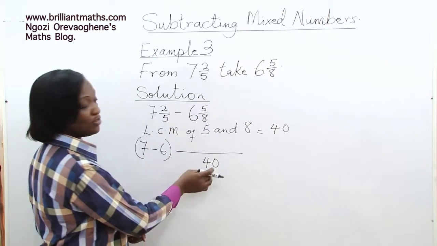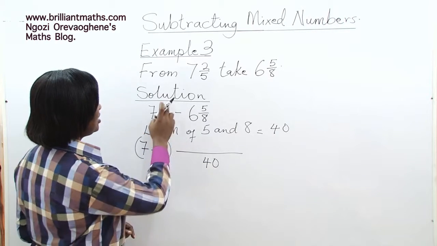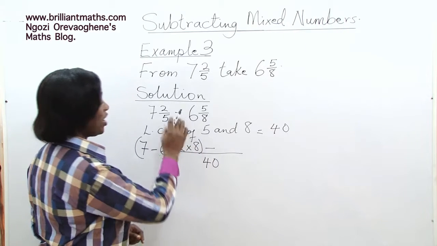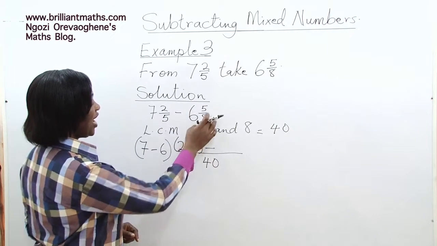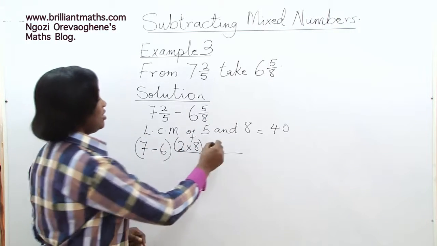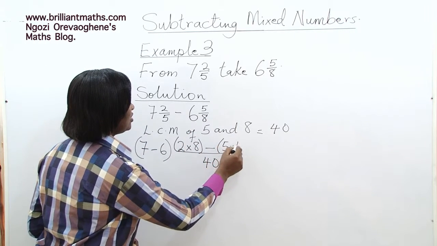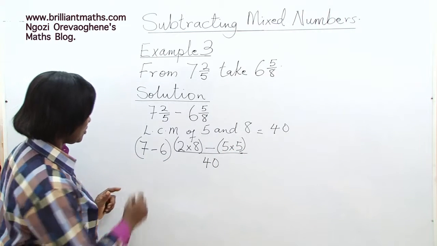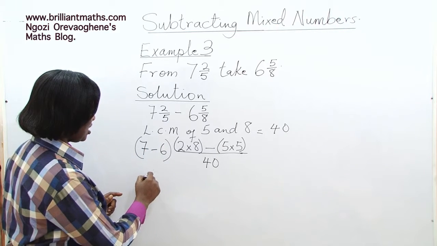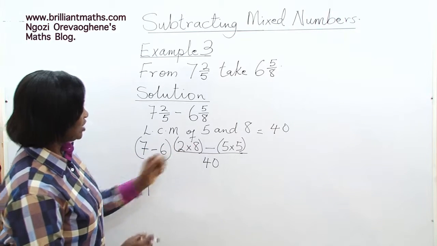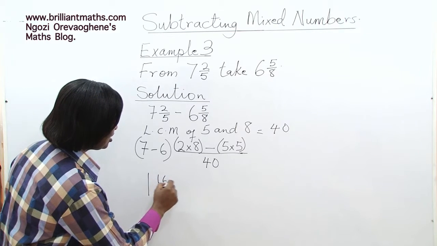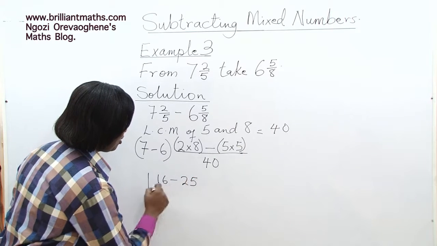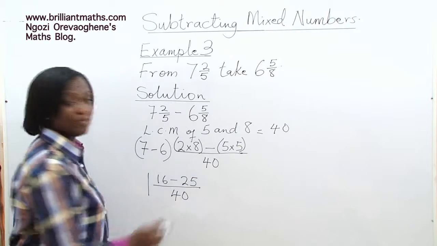40. 5 into 40 is 8. 2 times 8. Take away, because we are subtracting. 8 into 40 is 5. So we have 5 times 5 there. The next step, 7 take away 6 is 1. 2 times 8 is 16. Take away. 5 times 5 is 25 all over 40.